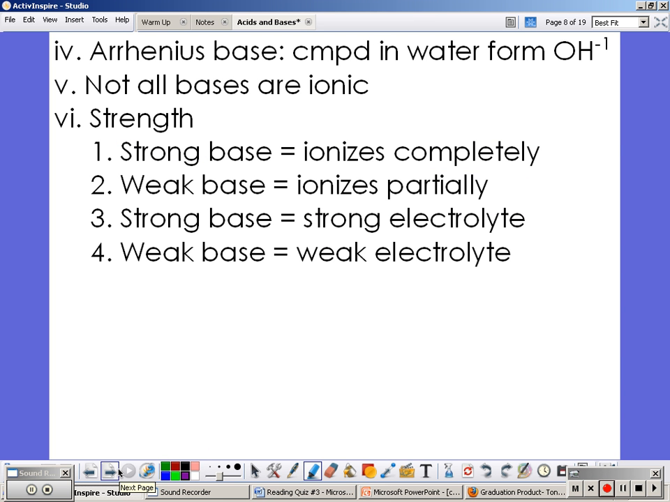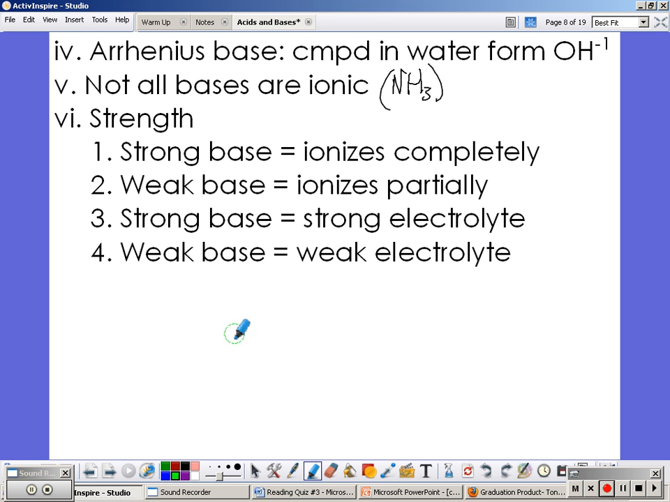An Arrhenius base is a compound in water that will form OH-. So we say that bases have hydroxides at the end. However, not all bases are ionic. The one base that you have to know that is not ionic is NH3. NH3 does not have hydroxide, but NH3 is a base. And we'll see why it's a base on the next slide.